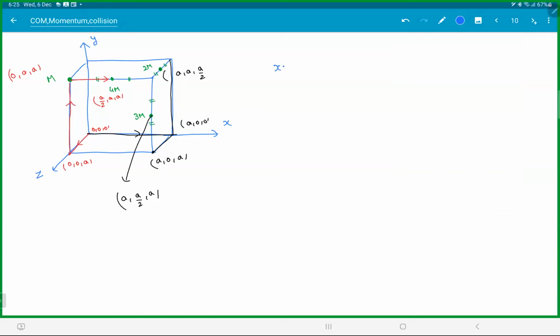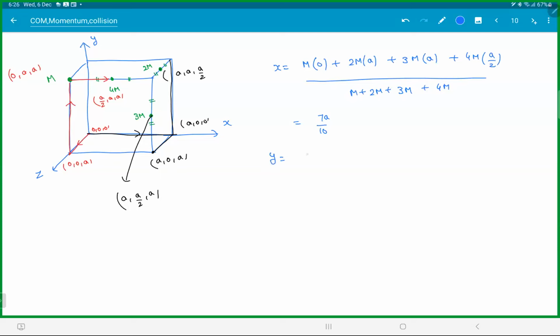Then the x center of mass will be: for mass m, the x coordinate is 0. I'll write for one properly. For 2m, the x coordinate is a. For 3m, the x coordinate is a. For 4m, the x coordinate is a by 2, divided by total mass. Anyone who didn't get the coordinates, or if I messed up, please let me know. That would be 2 plus 3 plus 2, 7, so 7a by 10. That is the first one.